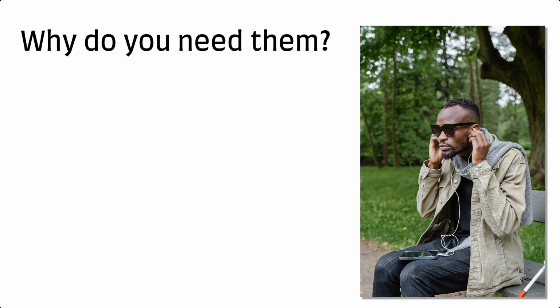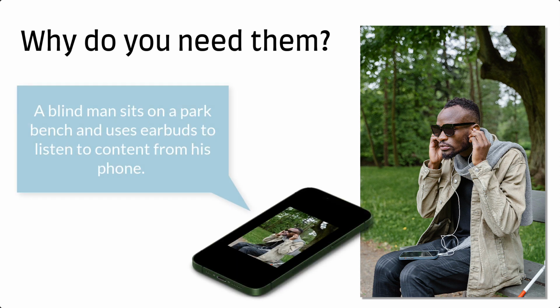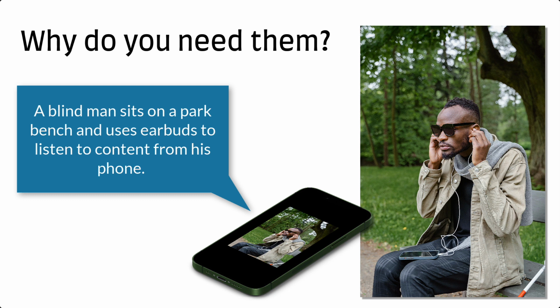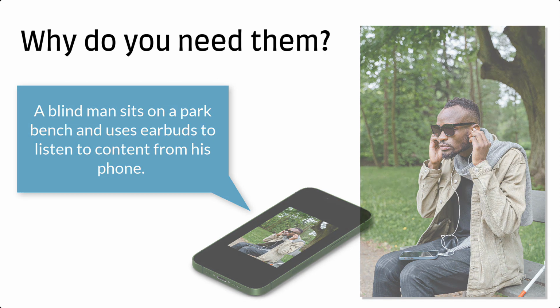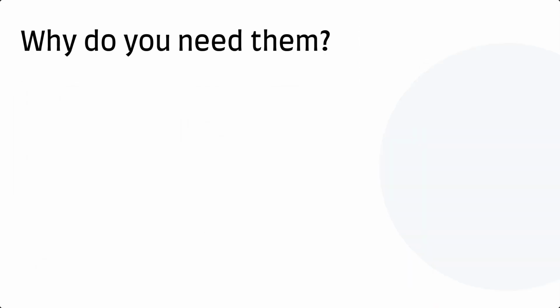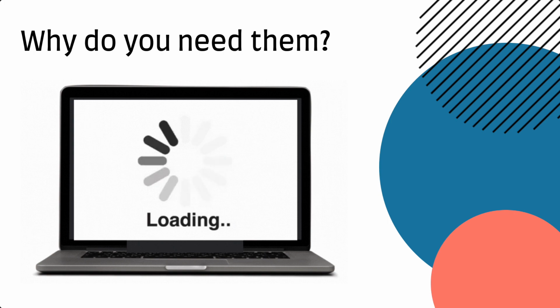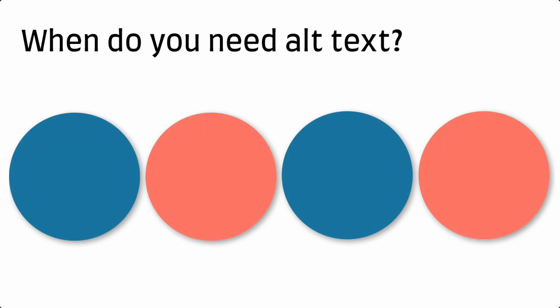Why do you need them? People with visual impairments often use screen readers to understand content. With images, screen readers basically read out what's in the alt text area. If there's no alt text, people with visual impairments might miss out on the meaning of images. Alt text can also benefit people who have slow internet connections, as images that cannot load are replaced with the alt text.